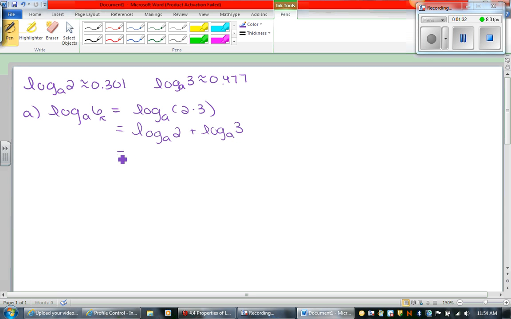And once I have that, because I know what each one of these is equal to, I can replace these, and then find the sum, which is about 0.778. Okay, so essentially what we're looking to do is adjust what I have here with what I'm given.